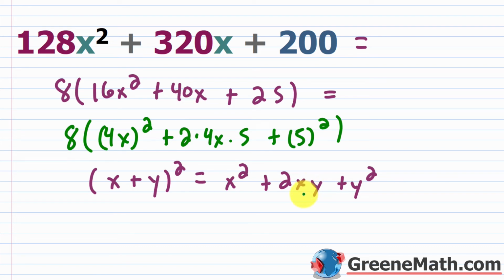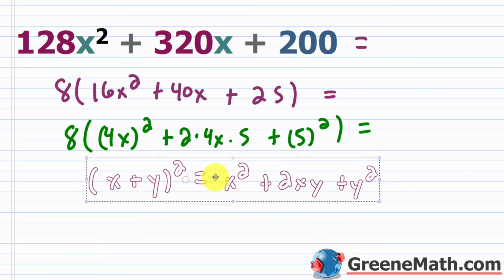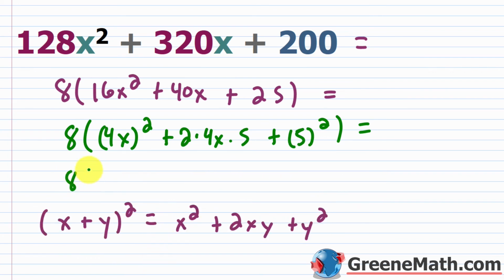So we can just match this pattern up. And let me slide this down a little bit so everything fits. Well, basically, let me put the 8 out here. And for this x here, I'm going to want my 4x. And then plus, for my y here, I'm going to want my 5. So this is going to be 8 times the quantity 4x plus 5 being squared.